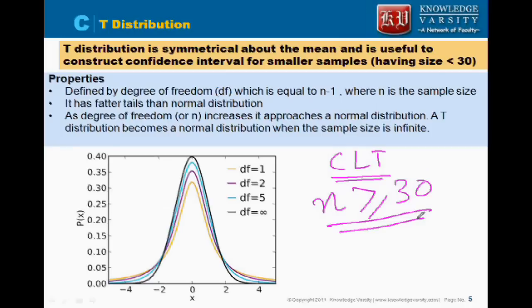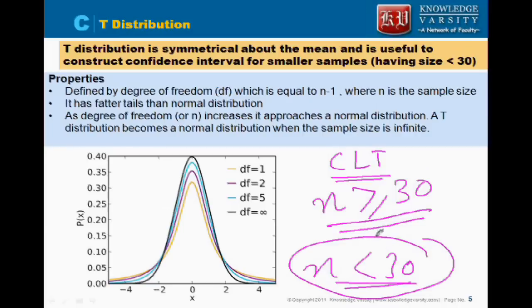Now what if you take n less than 30? If you take n less than 30, the distribution of the sample mean is not a normal distribution, but the shape it takes is the T distribution. So what is a T distribution? The T distribution is similar to a normal distribution, but it is not a normal distribution. It is symmetrical. That means the mean of the distribution divides it into two equal parts.